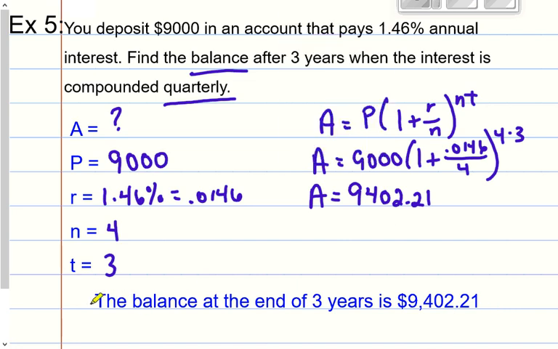So here we go. Balance at the end of 3 years is $9,402.21. If it had not rounded correctly, make sure that you round it for cents. So you'll have 2 decimal places. Make sure you either round up or leave it as is, according to the number at the end.